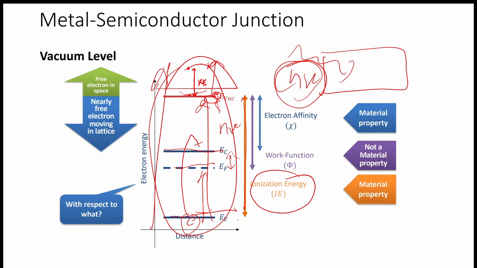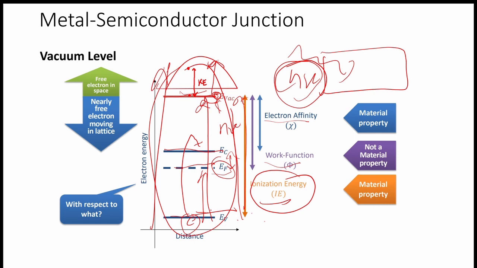There are terms like ionization energy, work function, and electron affinity. What is the ionization energy? Ionization energy is the energy needed when we take an electron out of the valence shell, when the atom is in the ground state, so that it is completely free. This is the ionization energy. And the work function is the energy difference between the vacuum level and the Fermi level.